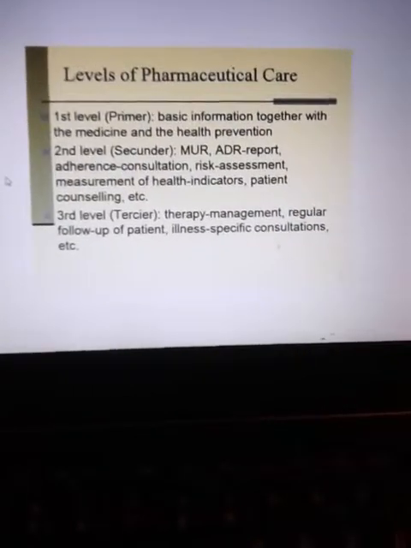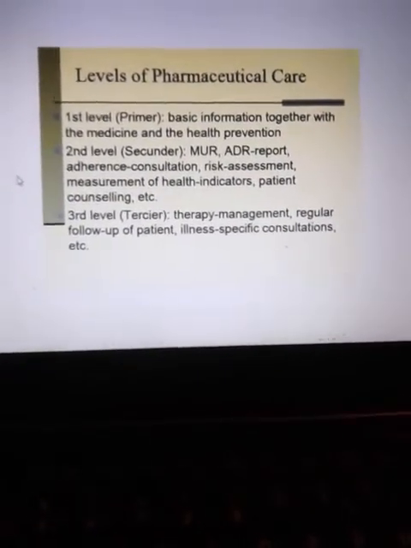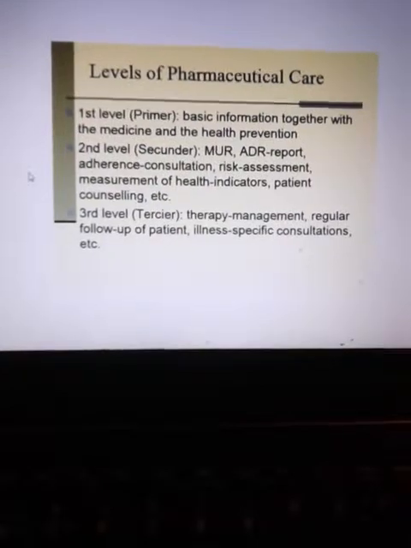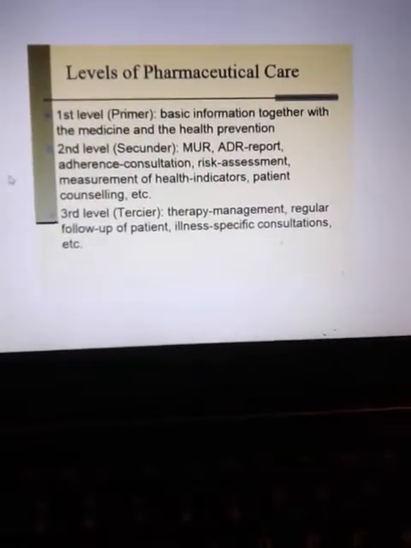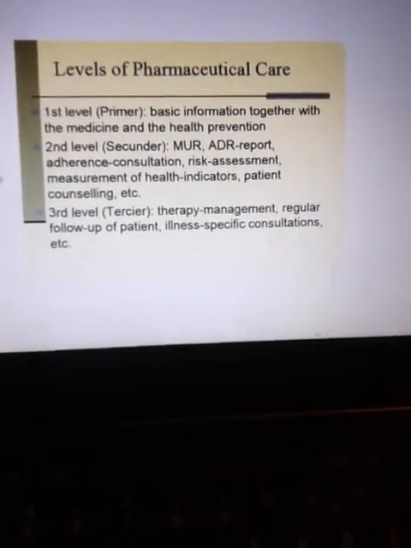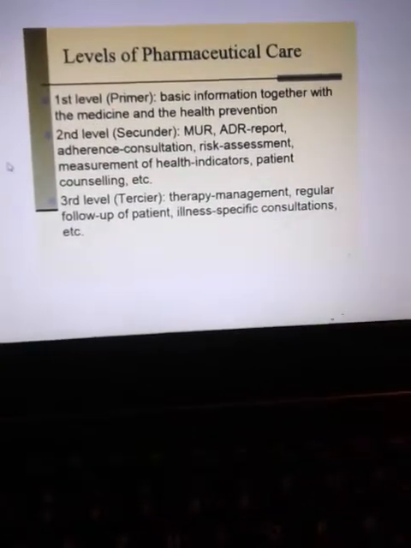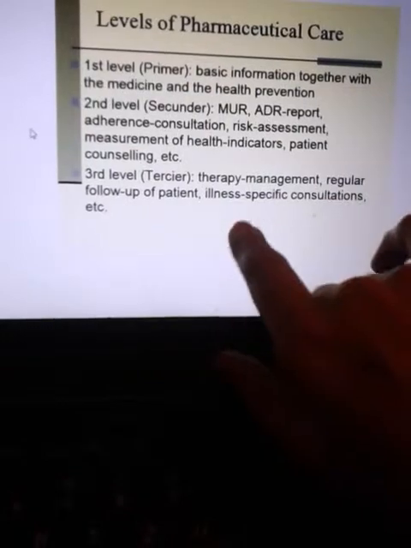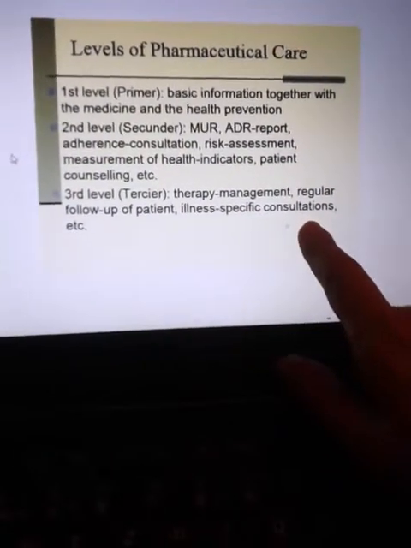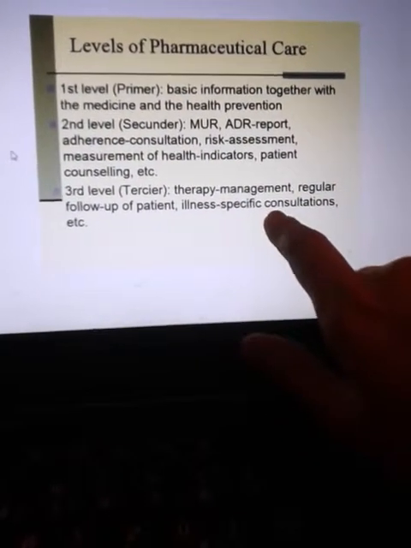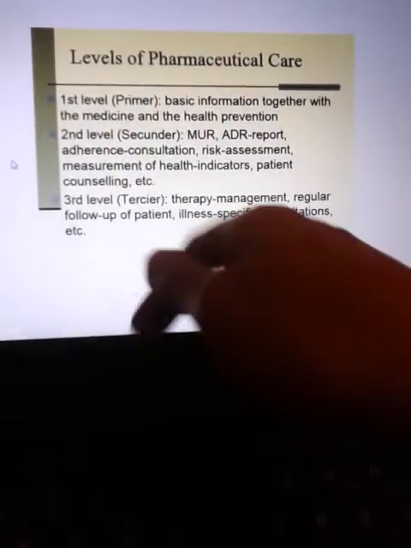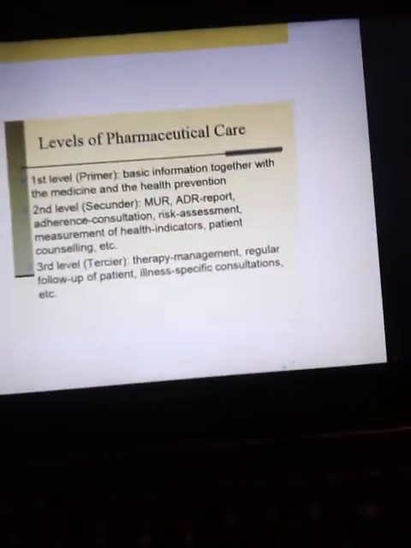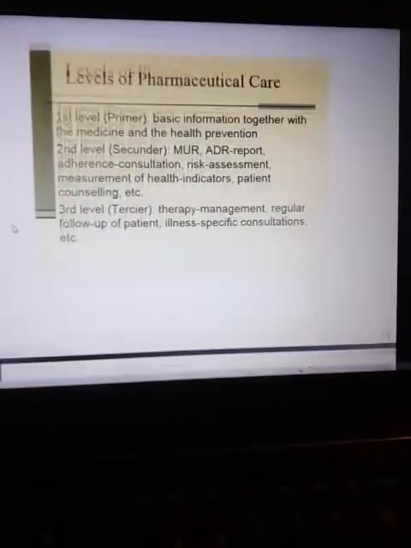When we do the therapy management, regular follow-up of the patient, illness-specific consultation, we do the tertiary level of pharmaceutical care. If we report the adverse drug reaction or risk assessment or health indicator or patient counseling, this is patient counseling, while that is illness-specific consultation. For example, illness-specific is just about diabetes, but patient counseling is just about this drug. Second level, tertiary level, that's very, very important. The levels of the pharmaceutical care.